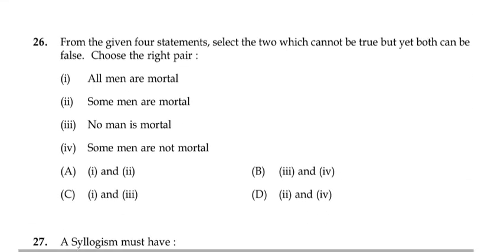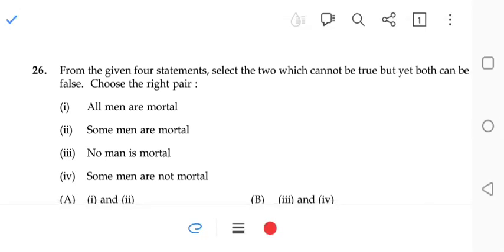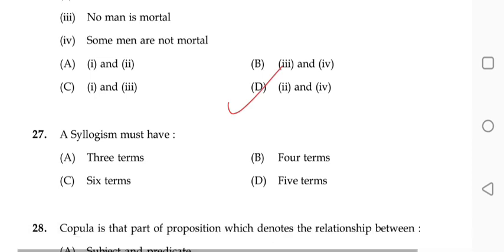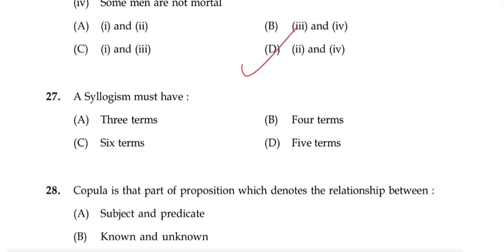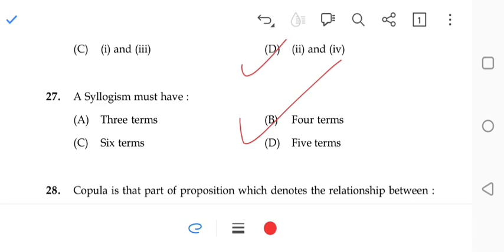Next question. 26 says, from the given 4 statements, select the 2 which cannot be true but yet both can be false. Choose the right pair. All men are mortal, some men are mortal, no man is mortal, some men are not mortal. 1 and 2, 2 and 3, 3 and 4, 1 and 3, 2 and 4. 26, correct answer will be D, that is 3 and 4. Let me mark it, 3 and 4. Done. 27. A syllogism must have what? 3 terms, 4 terms, 6 terms, 5 terms. 27. Correct answer will be 4 terms.